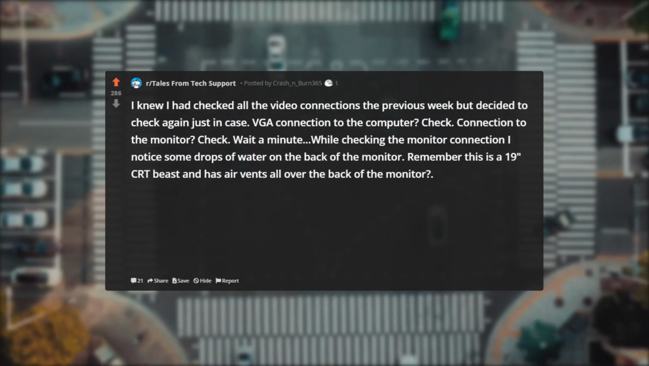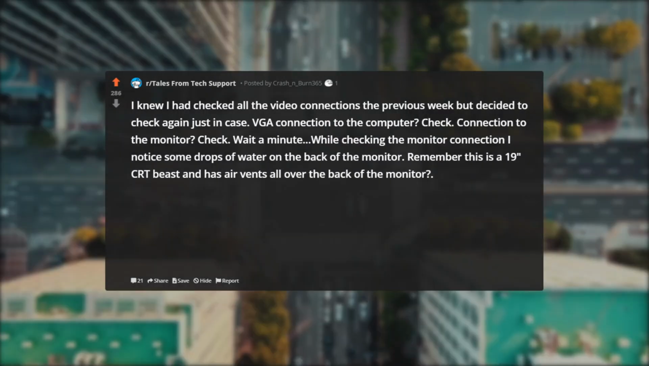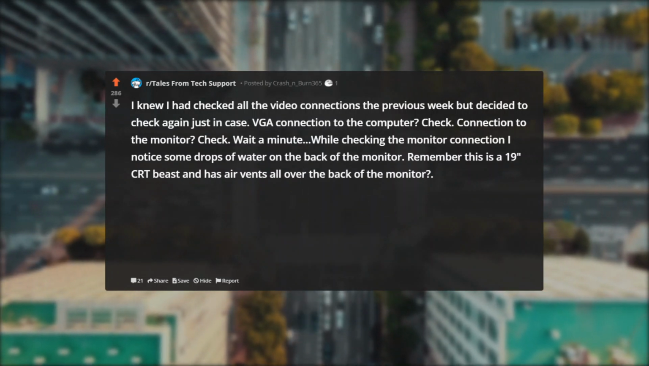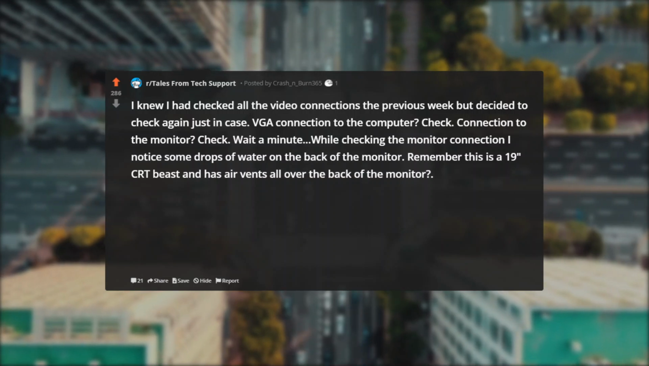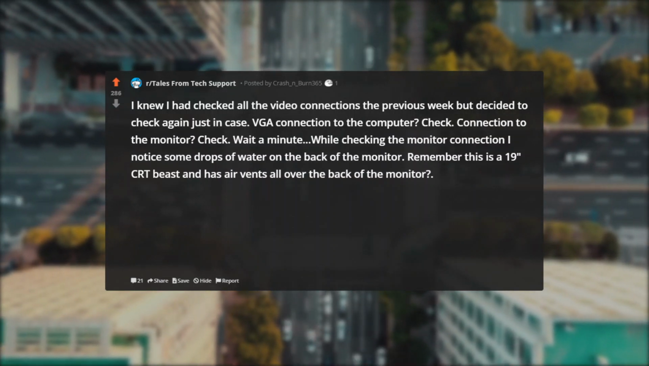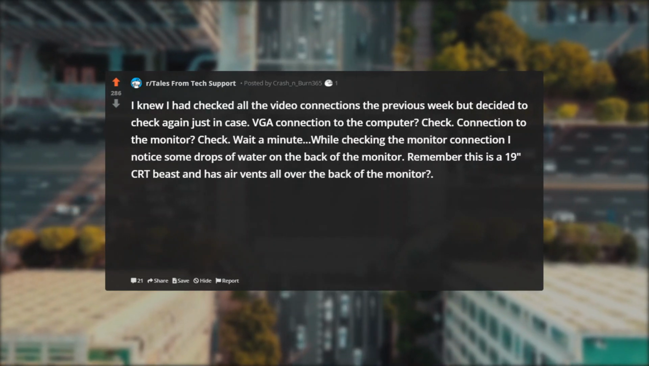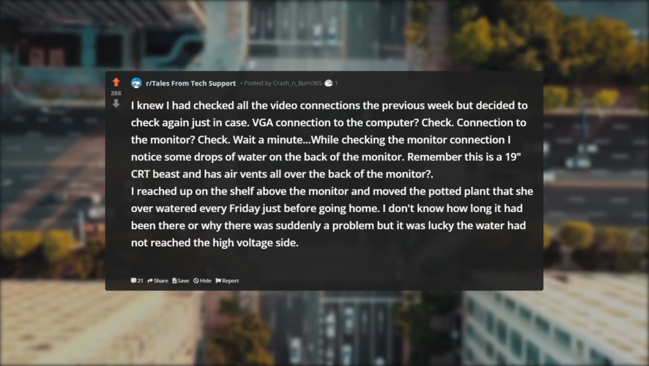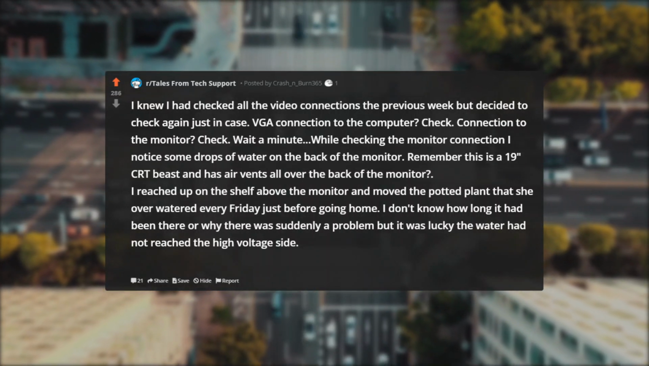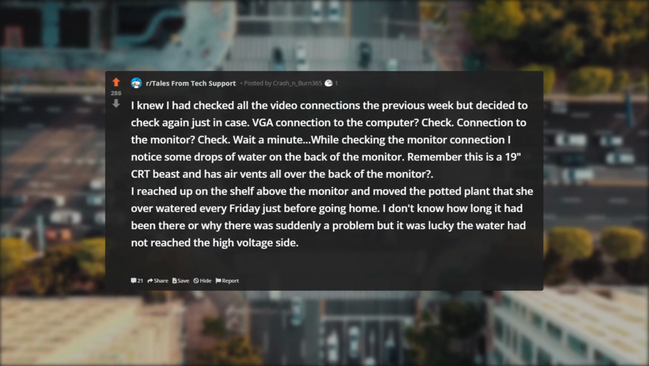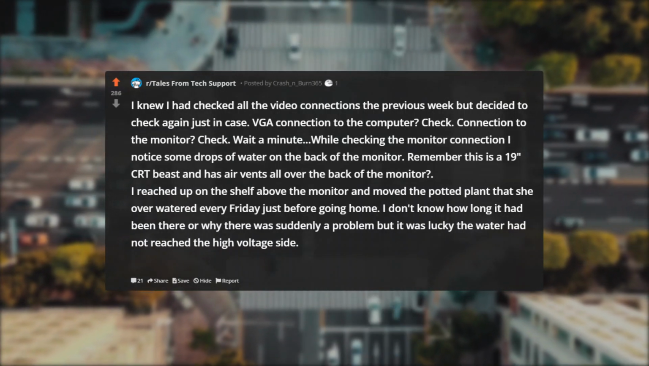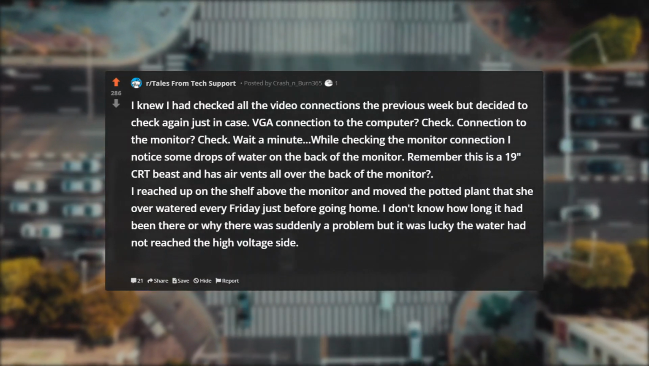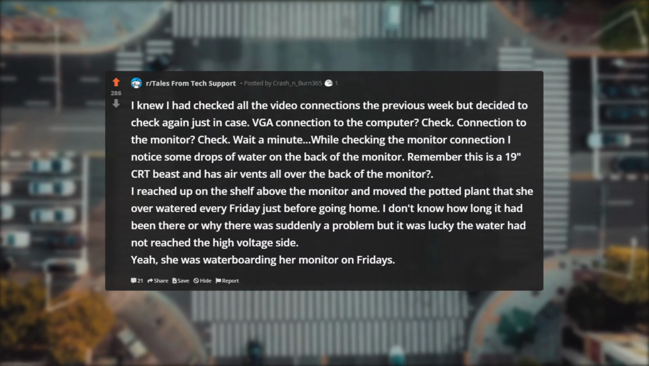I knew I had checked all the video connections the previous week, but decided to check again just in case. VGA connection to the computer? Check. Connection to the monitor? Check. Wait a minute, while checking the monitor connection I noticed some drops of water on the back of the monitor. Remember this is a 19-inch CRT beast and has air vents all over the back of the monitor? I reached up on the shelf above the monitor and moved the potted plant that she overwatered every Friday just before going home. I don't know how long it had been there or why there was suddenly a problem, but it was lucky the water had not reached the high voltage side. Yeah, she was waterboarding her monitor on Fridays.